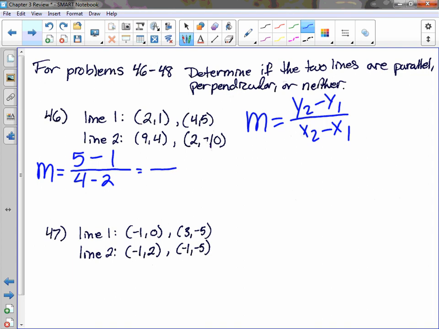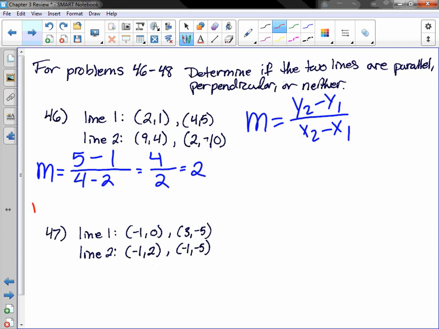Now, if you want to do this in a calculator, at this point do fraction key 5 minus 1 over 4 minus 2, that's fine. Well, 5 minus 1 is 4, 4 minus 2 is 2, so this is just 2. Any questions on how we found the first slope? Slope of line 1.